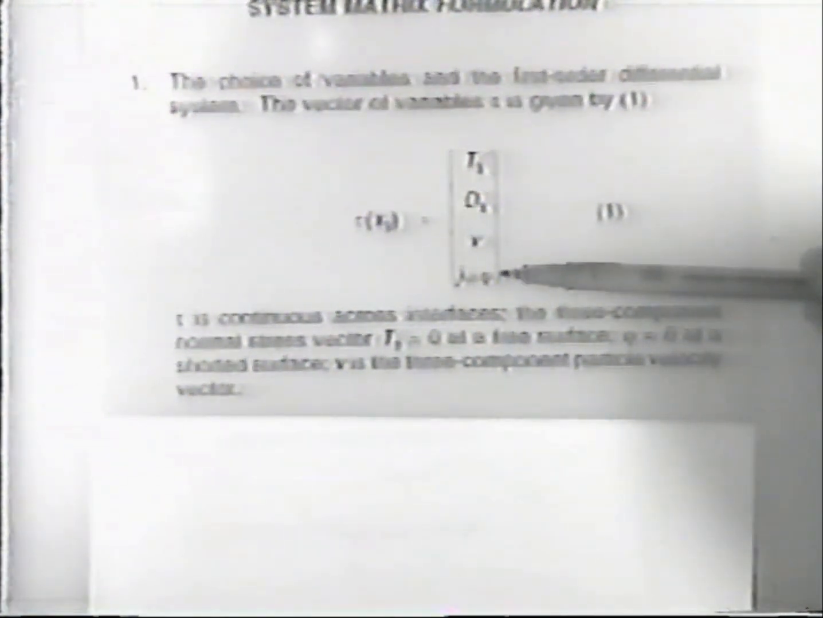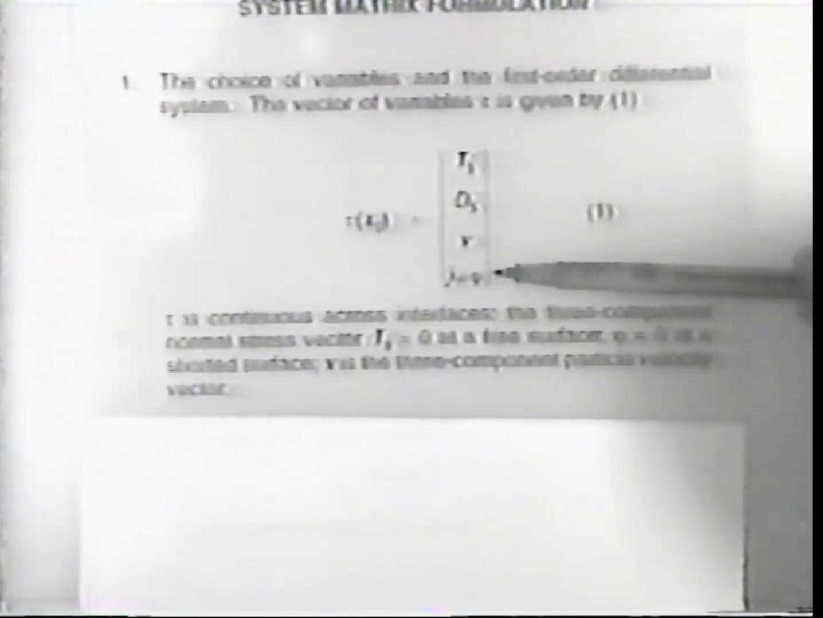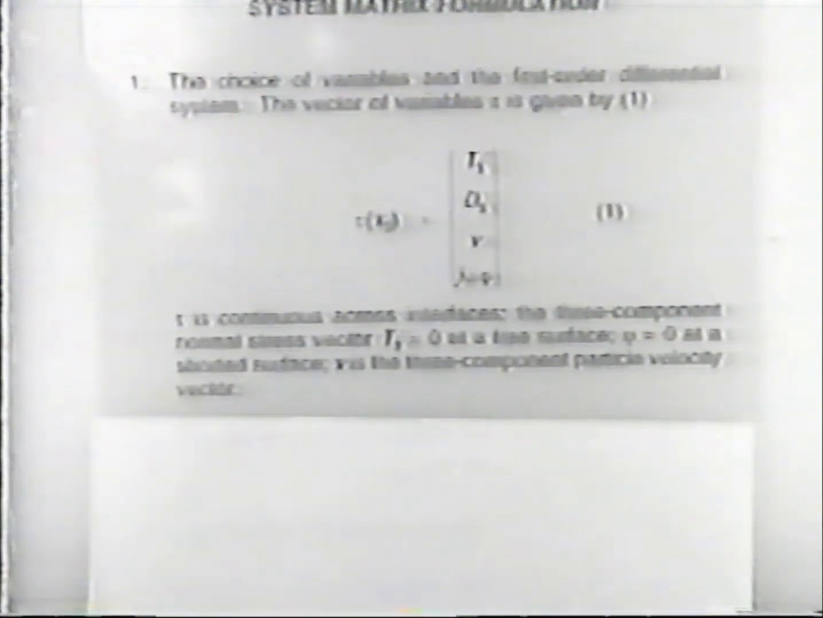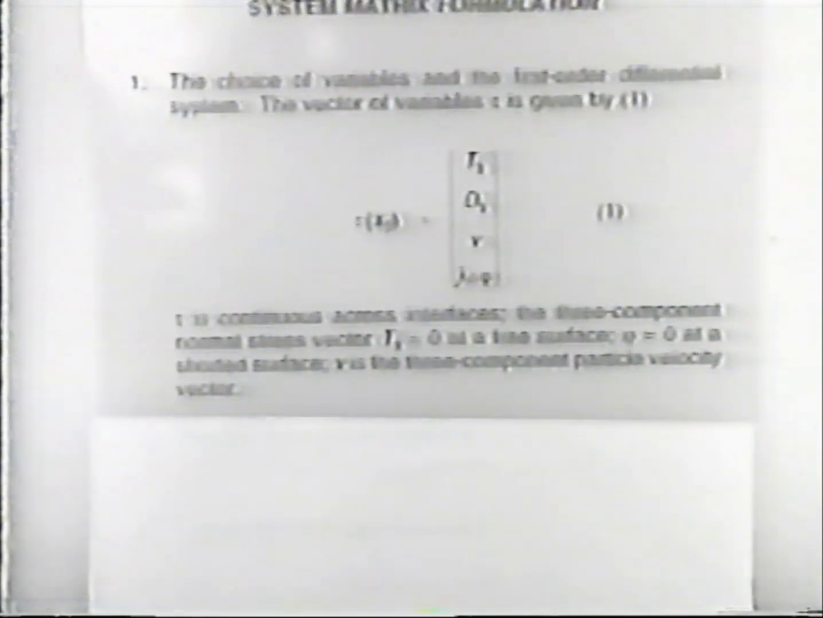It's useful, and simplifies the problem formulation, instead of using the potential, to use j omega times the potential. This is just a convenience which allows me to take the j omega outside the matrix, and that turns out to have some simplifying consequences. If we have a free surface, the vector T sub 3 must vanish. If we have a shorted surface, the vector j omega phi must vanish, and all the others have to be continuous.